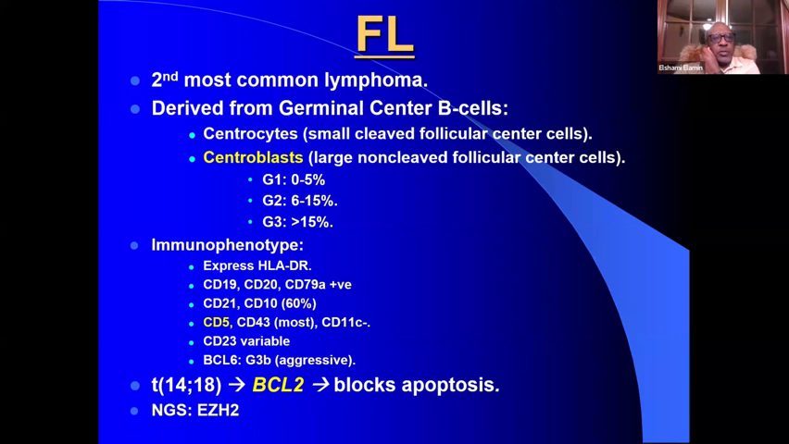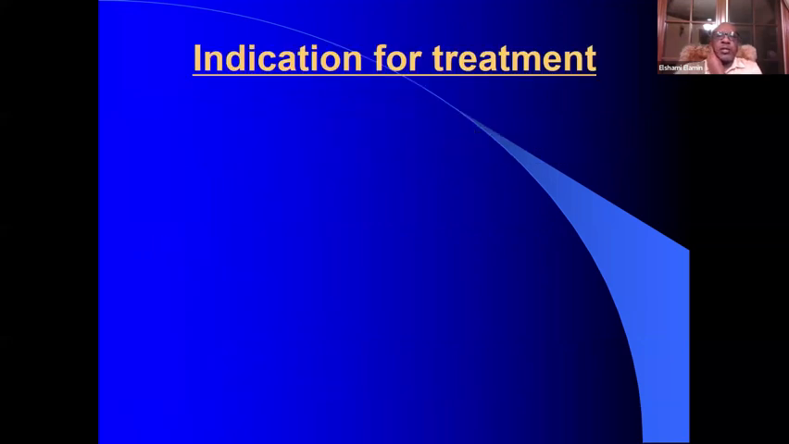One of the tests now available for this lymphoma disease is NGS, next generation sequencing, to check for EZH2 gene mutation, because there is a drug for that. We see that later on. Indication for treatment. So we do not treat all follicular lymphomas. So it has to be an indication.